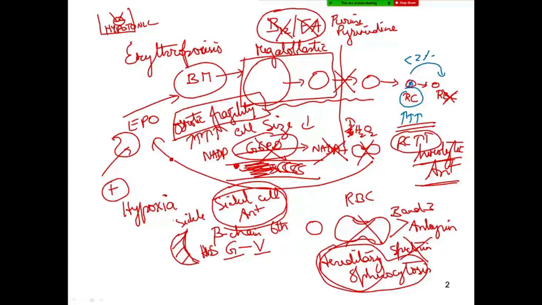Okay. Next, based on this, if erythropoietin secretion has increased and RBC count has increased, what do you call it?